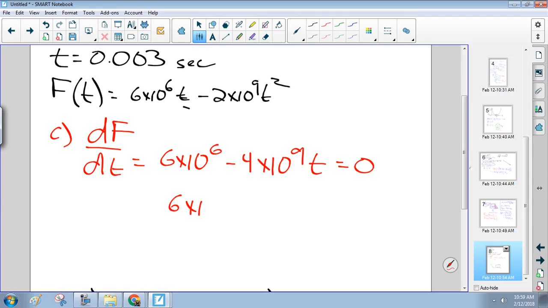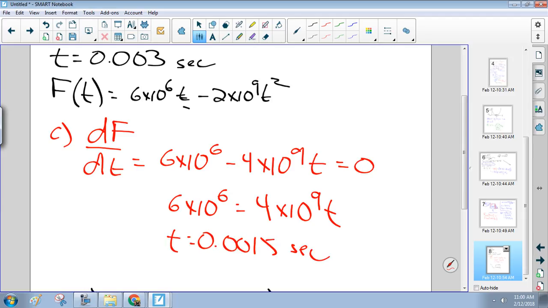So you get 6 times 10 to the 6th equals 4 times 10 to the 9th t. Divide both sides by 4 times 10 to the 9th, and then you get the time at which the max occurs. Everybody good up to there? Now plug that back in. What does the question ask? What is the maximum force? So plug that back into our F of t equation, and that'll give you the maximum force.